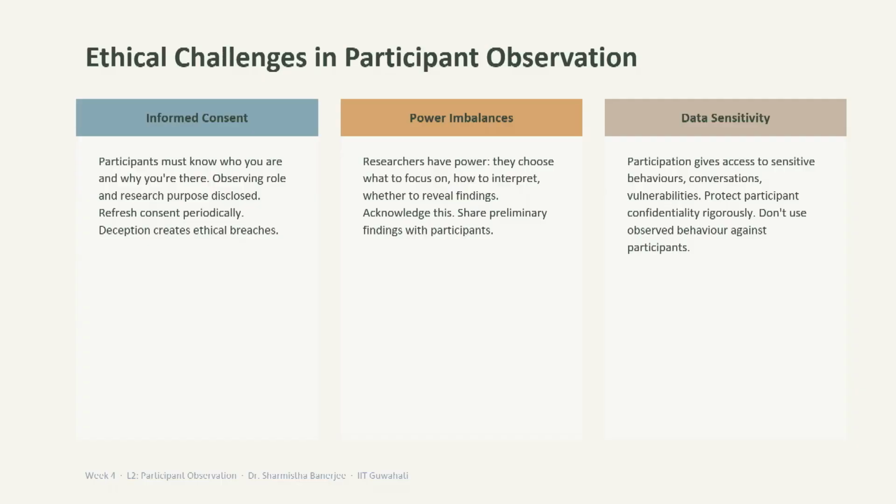Then come power imbalances. Researchers have power. Understand this very carefully. You choose what to focus on. That is your main power. You also choose how to interpret it, and you also choose whether to reveal the findings or not. That's why researchers have high power in this context, and you need to acknowledge this. Share the preliminary findings with participants and take permission before you share them further.